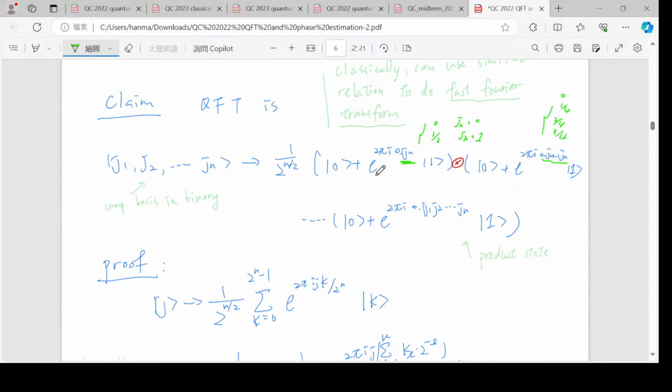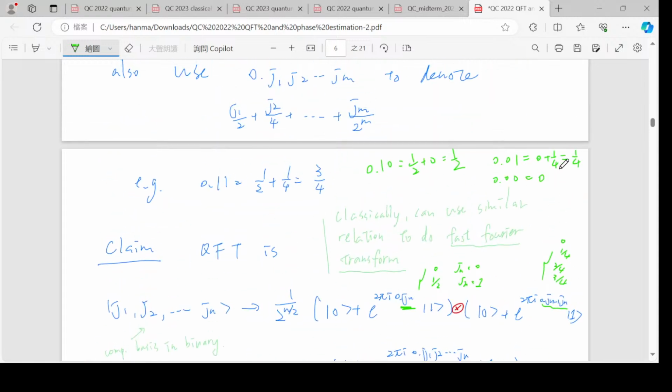So this thing you can kind of think e to a 2 pi, so 2 pi, what do you know? But this 0.jn part is binary notation. So 0.jn can be 0 or 1 or 2, depending on jn. And then on the second qubit, we say the product with the first qubit is also 0 plus 1, but with this phase e to a 2 pi and 0.jn minus 1 jn. And also it's just 0.jn minus 1 jn part, which is in the binary string notation.